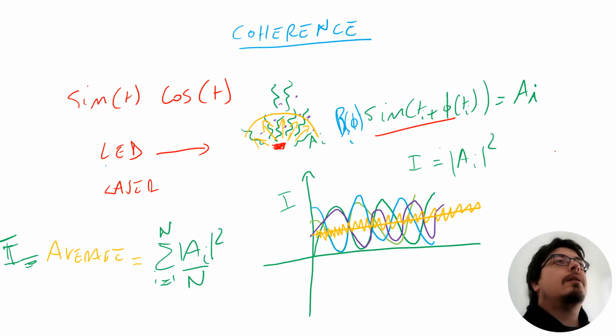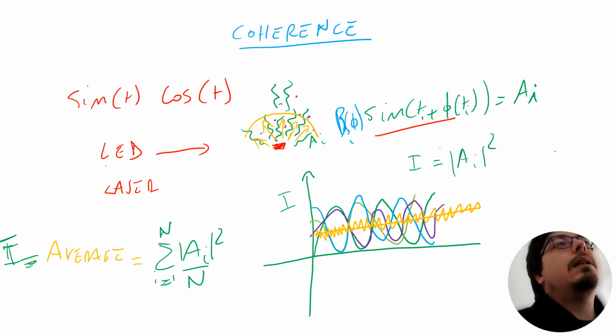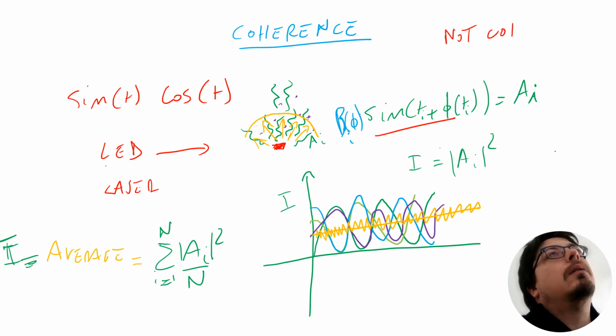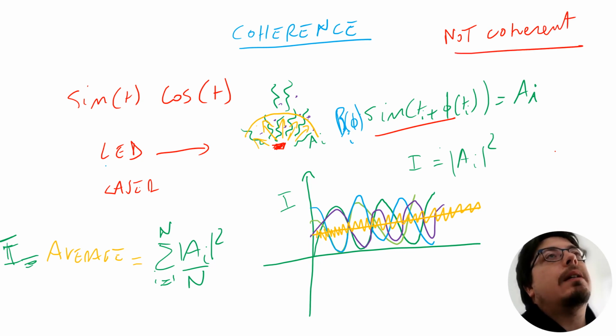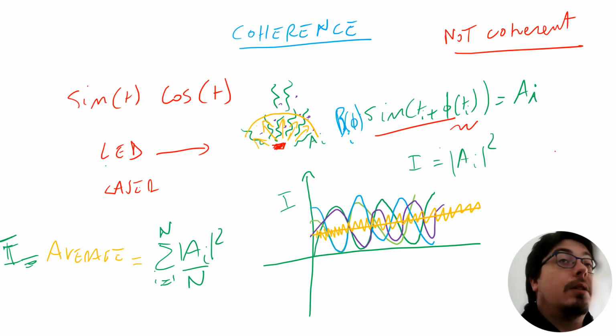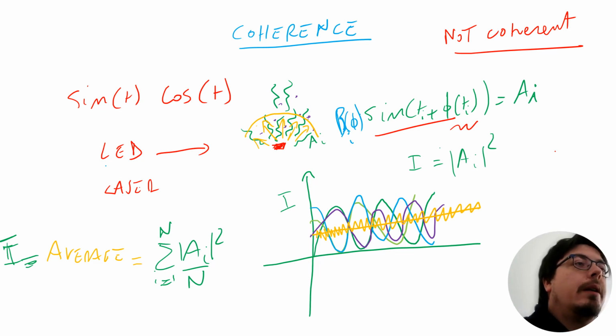Okay, so we understand that this, and we call this not coherent, because the phases are random and do not add constructively or destructively for whatever reason. Let's see what it means to be coherent instead.